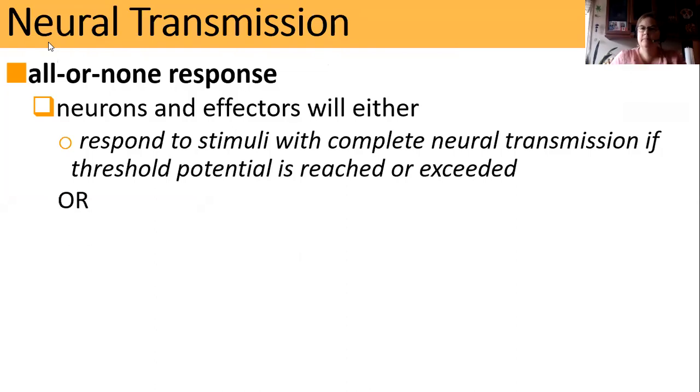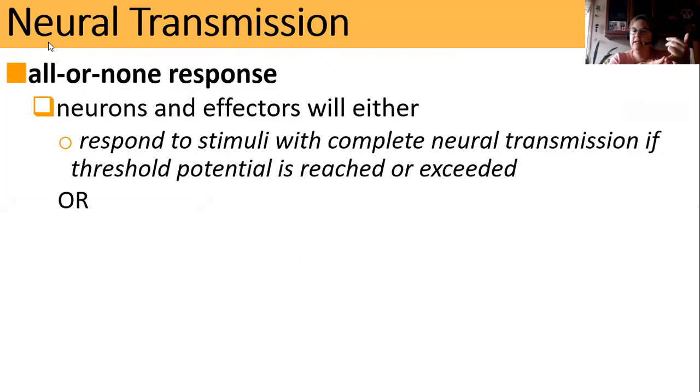Okay. So last class we talked about threshold level. So threshold level is the minimum level of stimulus we need in order to have a neural transmission occur. Okay, so the minimum stimulus we need in order for that wave of depolarization to occur. That's our threshold. We have to meet threshold or we don't get that wave of depolarization.